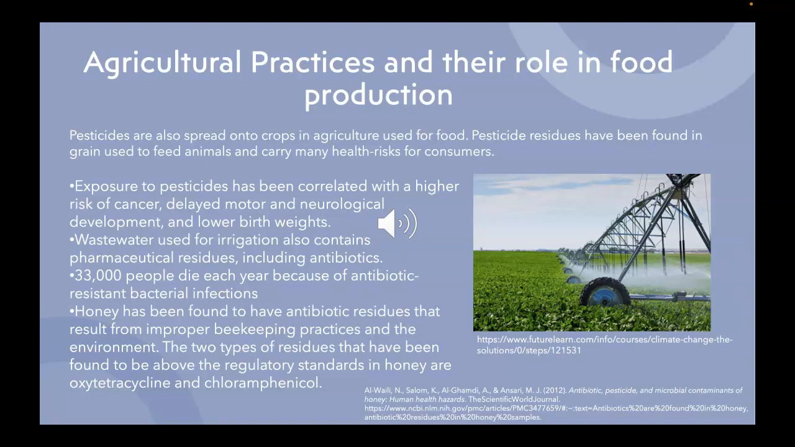Honey has been found to have antibiotic residues that result from improper beekeeping practices and the environment. The 2 types of residues that have been found to be above the regulatory standards in honey are oxytetracycline and chloramphenicol.